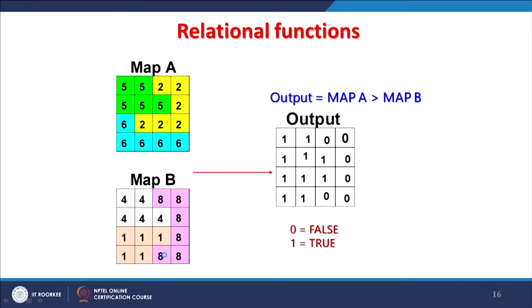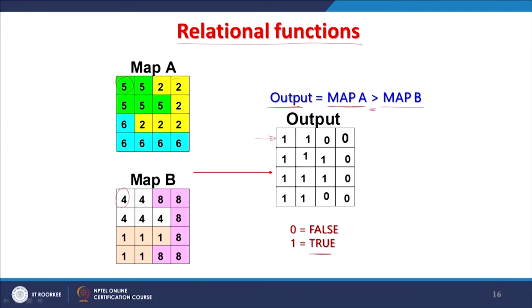Or other operations also. So let us see some other examples, like relational functions, greater than, less than, equal to. Now here the condition for the output map is, if map A is greater than map B at the individual cell level, the operation will be done. So if a map A cell is more than map B, then it should fall as true, otherwise it is false. If I take this value, map A value is 5 and map B value is 4, that means map A value is greater than map B, and therefore it is getting value 1.